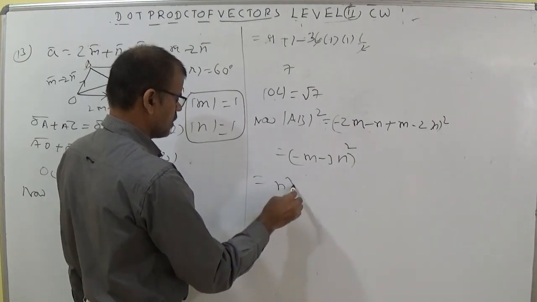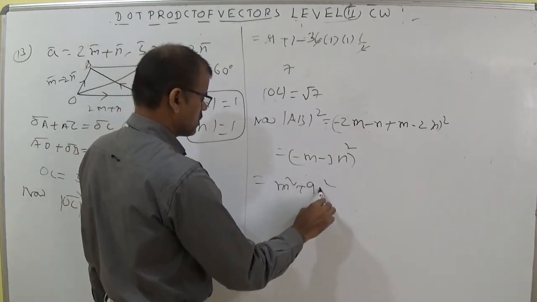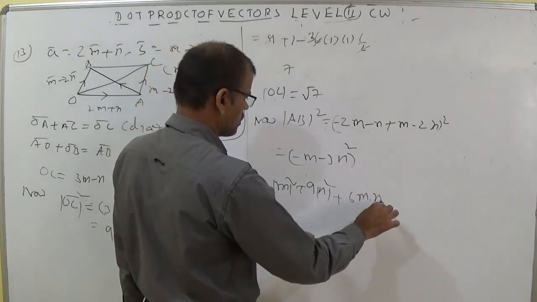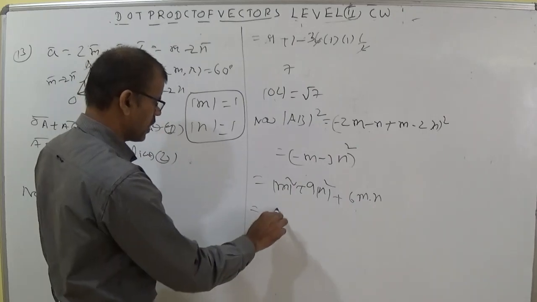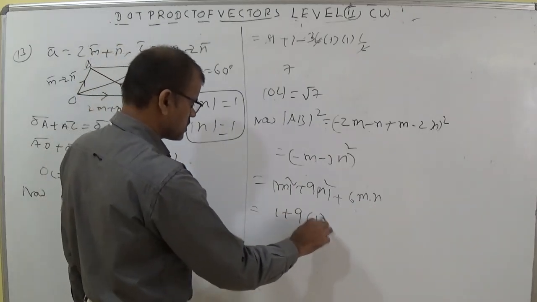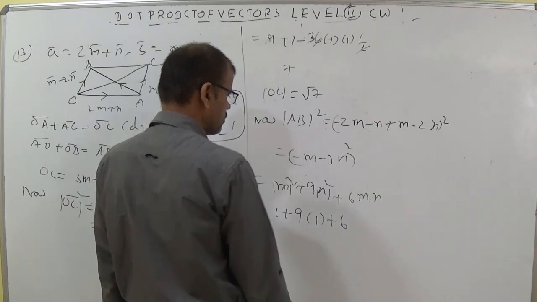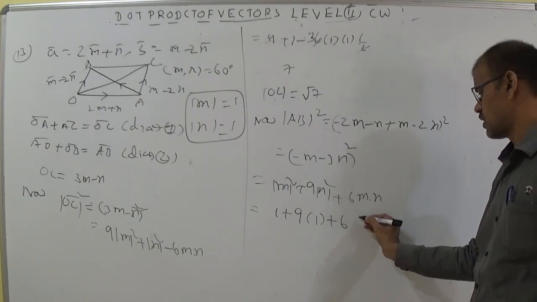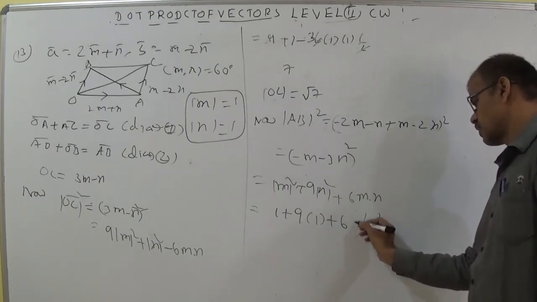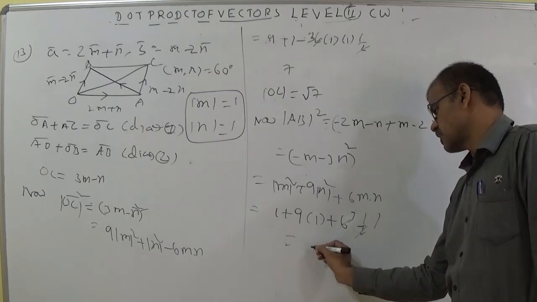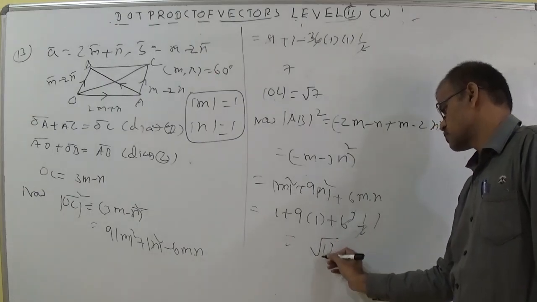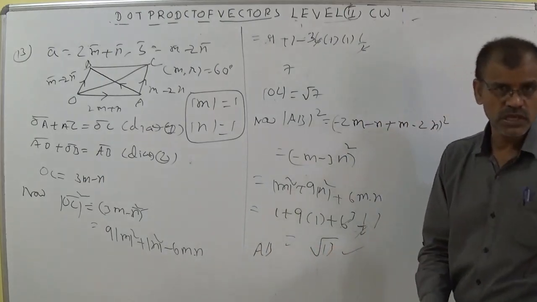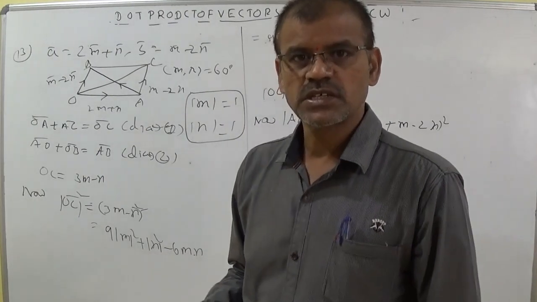So you can write now m square plus 9n square plus 6 m bar dot n bar. m square magnitude 1, plus 9 into 1, plus 6 into mod m into mod n into cos theta, 1 into 1. What is the value of cos theta here? Cos 60 is 1 by 2. You can write 3, 9 plus 1 is 10, 10 plus 3 is 13. So modulus of AB is equal to root 13. It is a diagonal. Okay, let us discuss in the next class.